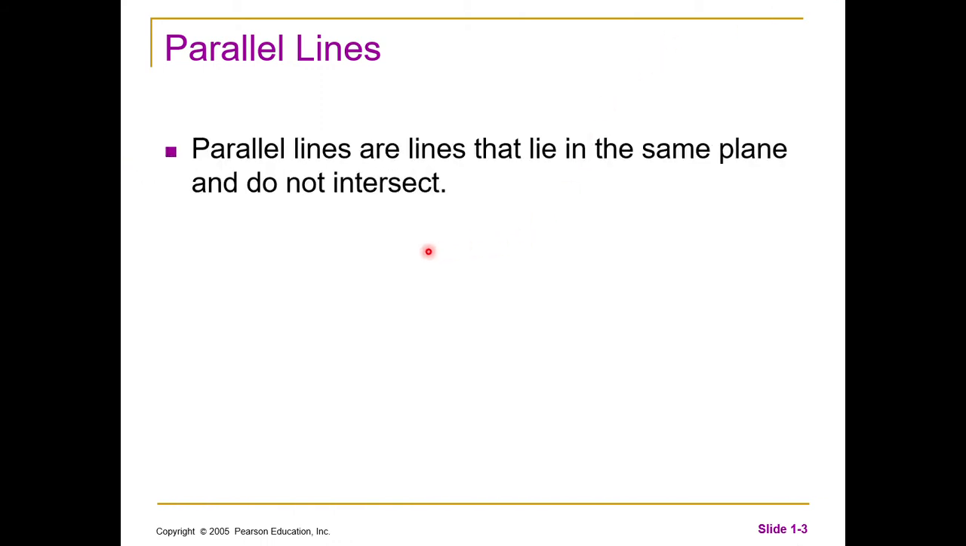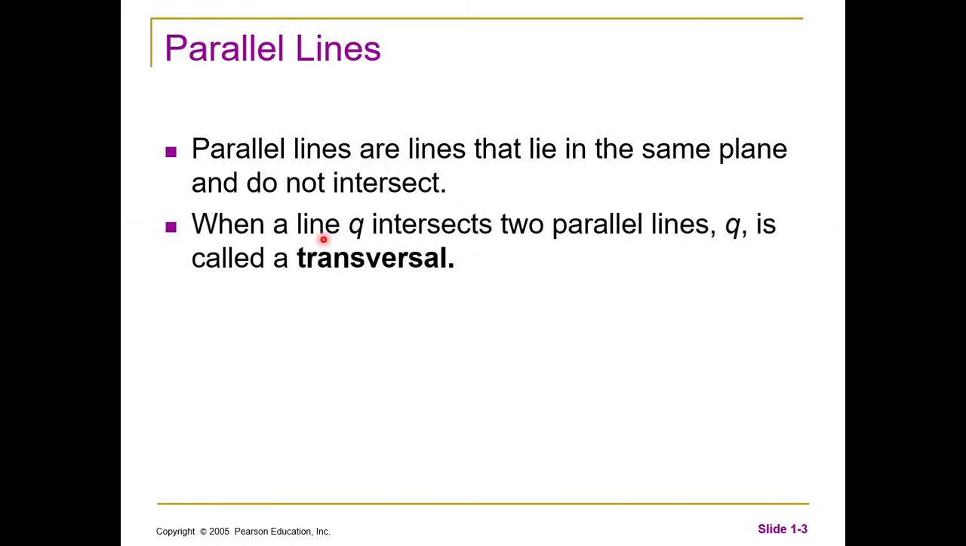So, paano naman yung parallel lines? Parallel lines are lines that lie in the same plane and do not intersect. Kunyari, ganito, hindi sila magi-intersect, yan ang rule ng parallel lines. So, when a line Q intersects two parallel lines, Q is called a transversal. Yun yung tinatawag natin transversal.